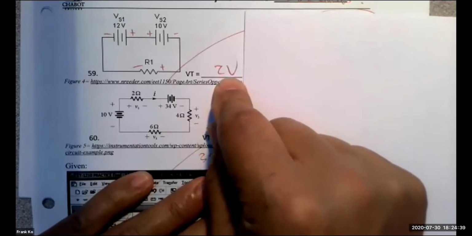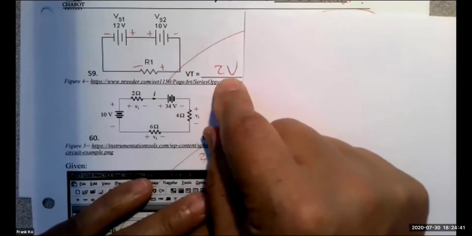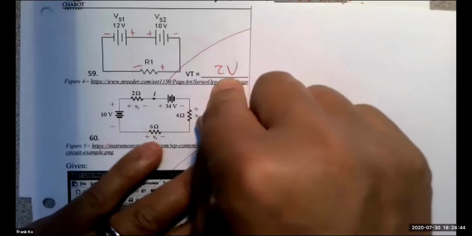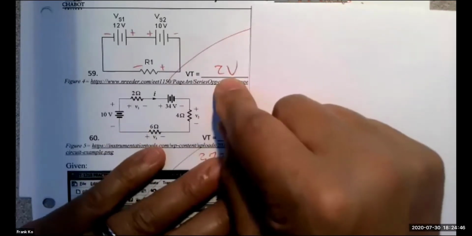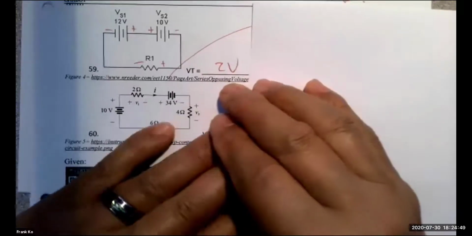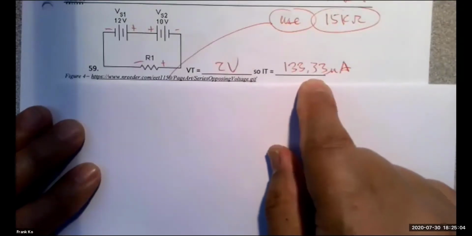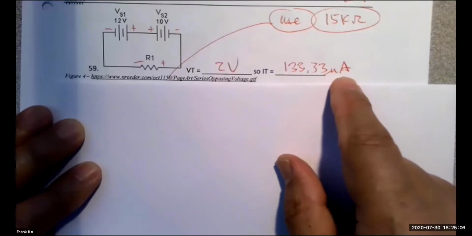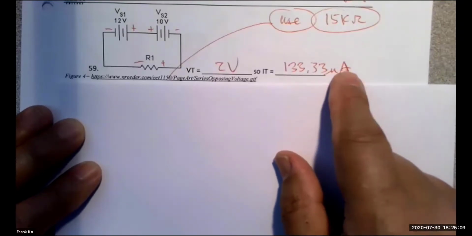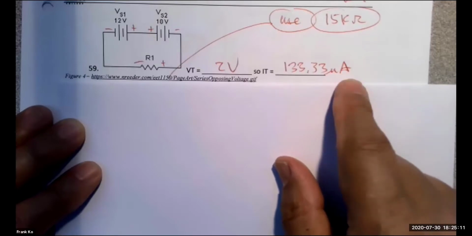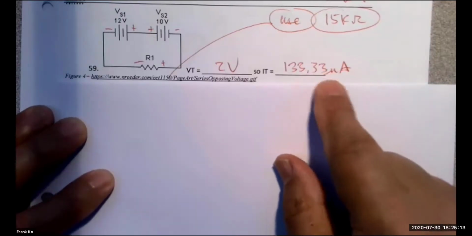Knowing that you have 2 volts with a 15K ohm resistor, your calculation of current, Erica, what's your calculation of current on this? I got 133.33 microamps. Excellent. It's 133.33 microamps, not milliamps, not kiloamps, micro. And it is amps, not ohms, not watts, not hertz, not seconds. So please be very mindful.